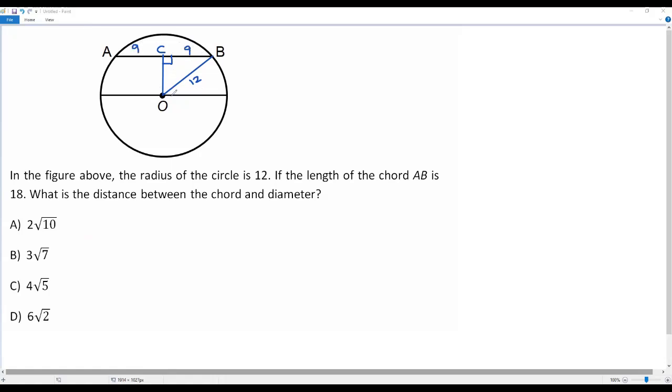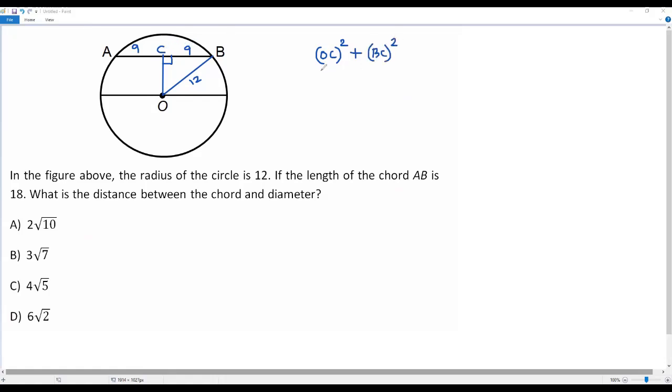Now let me consider the right triangle OBC over here. In this right triangle, OB is the hypotenuse because it's opposite to the right angle. Now we can use the Pythagorean theorem to get the length of this perpendicular line segment OC. According to the Pythagorean theorem, the sum of the squares of the two legs of a right triangle equals the square of the hypotenuse. That is OC square. This is one of the legs, OC. Let me square the second leg, that is BC square.